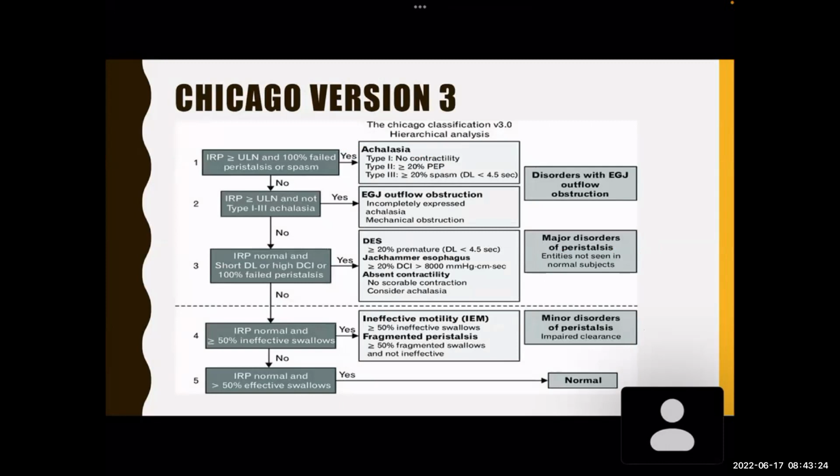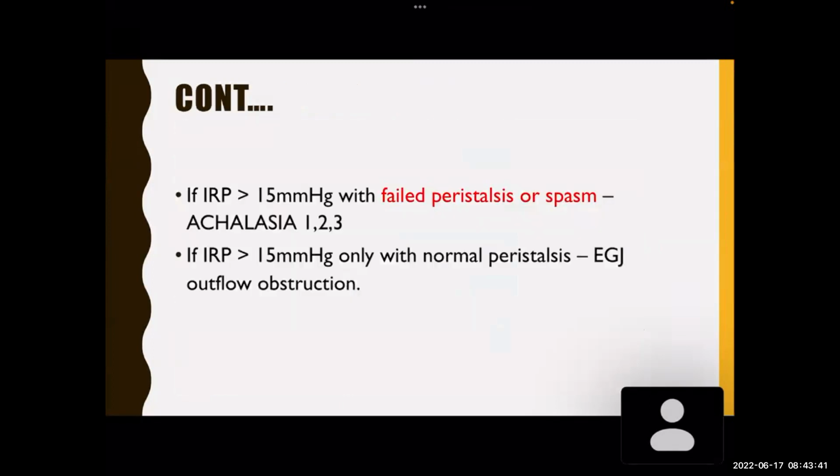Achalasia, if the IRP is more and 100% failed peristalsis or with a spasm, we can say, if it is discussed. Hariprasad. Yes, sir. Hariprasad, this is discussed already. You pass on to the next one. Okay, sir. They already discussed. Yes, sir. So already it has been discussed.